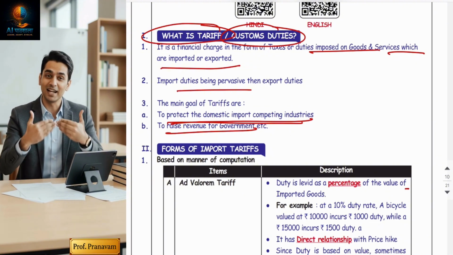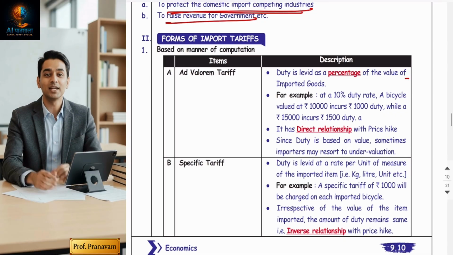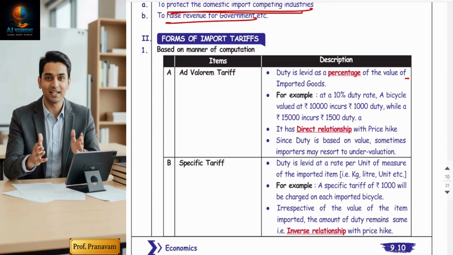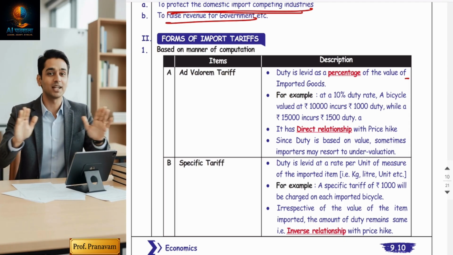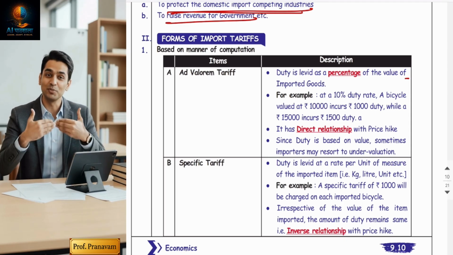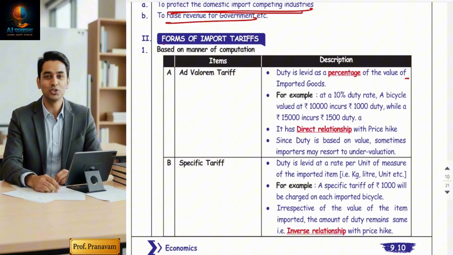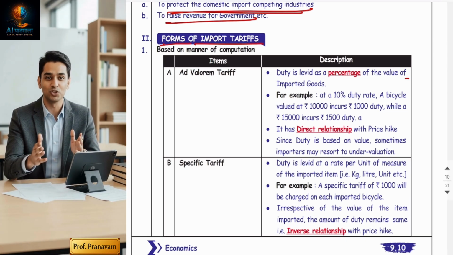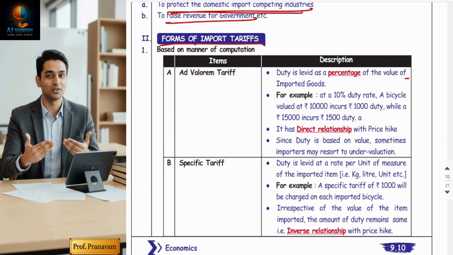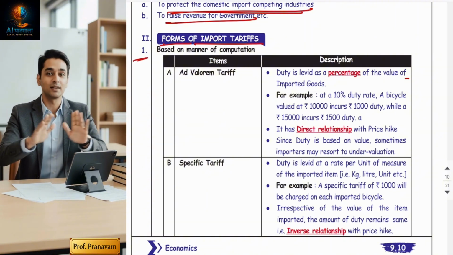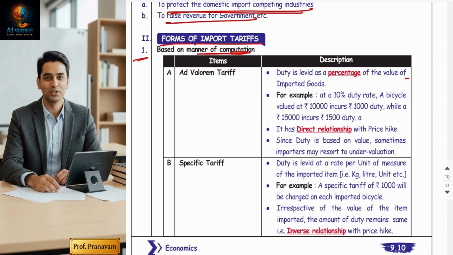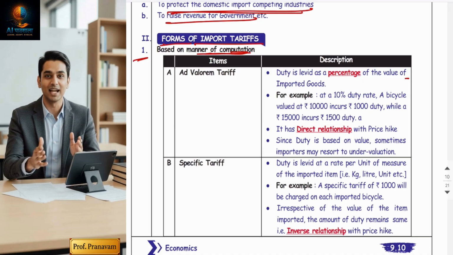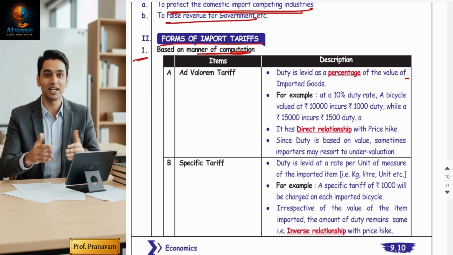So now we move to the important part of this chapter. Tariffs are not all calculated in the same way. There are different methods of computation. We will go one by one clearly, and that is called forms of import tariffs. Now, the first group of tariffs is based on manner of computation. In this, you are going to understand how import duty, or I can say import tariff, is calculated.